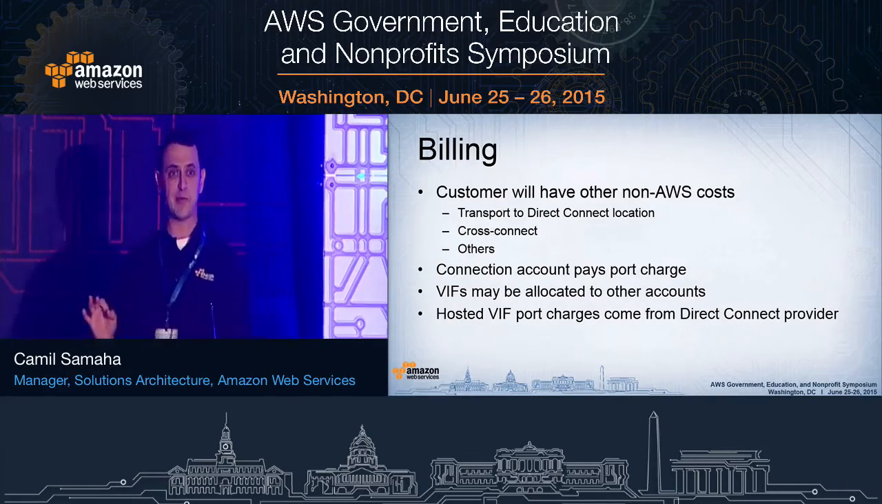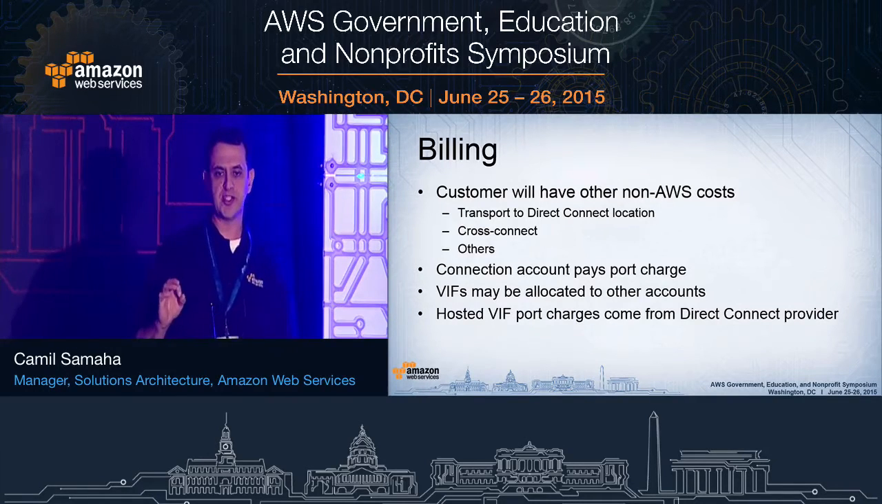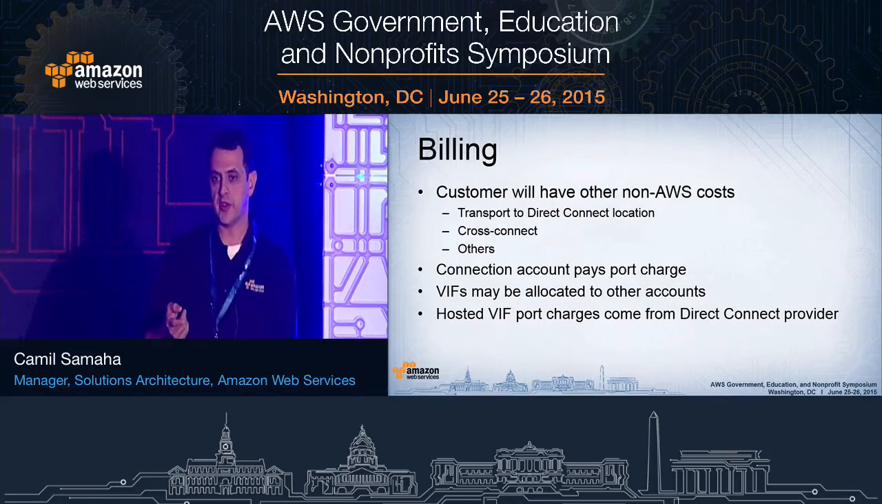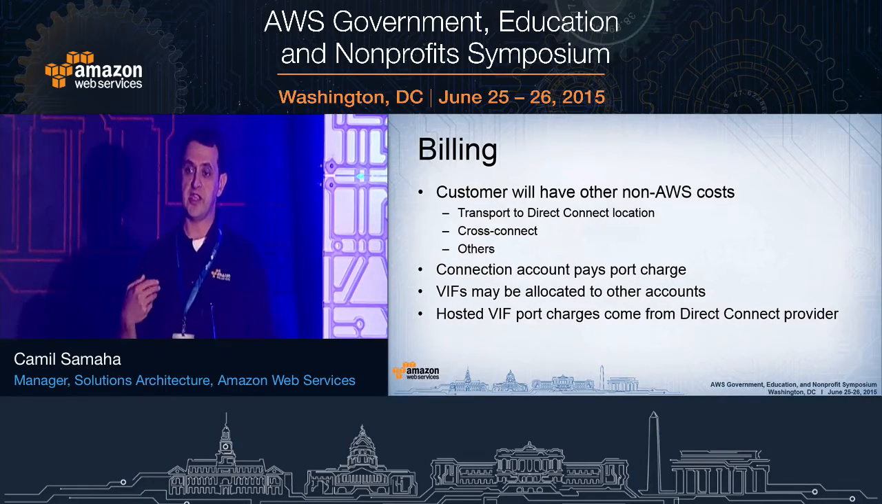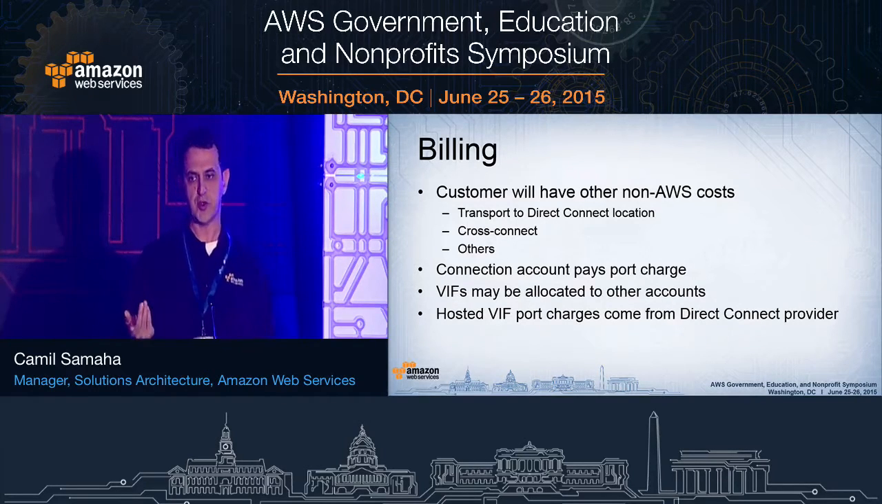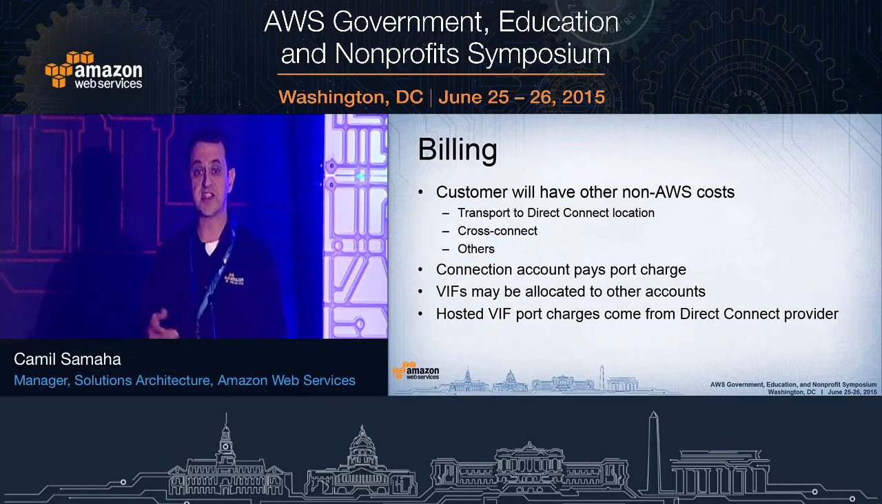From an AWS perspective, once you establish a Direct Connect connection, you pay for the port. So if you get a 1 gig or a 10 gig port, you pay for that port. And then you also pay for the outbound traffic, as I mentioned earlier, which is 2 cents per gig in the US East region. That's not all the costs associated with this.